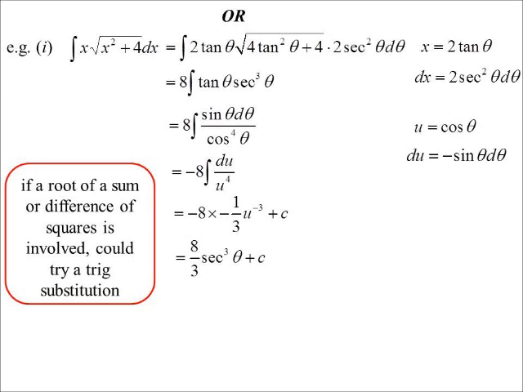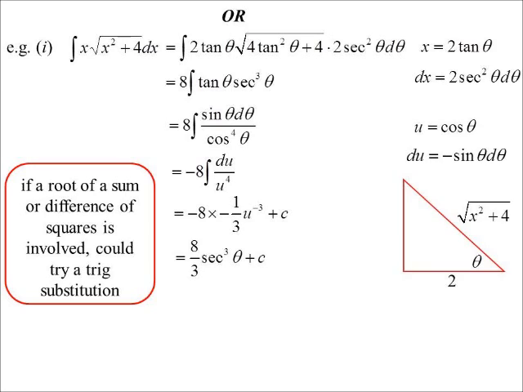Sub back in for u, and you'll see we've got the same answer. And you're looking at it and going, no, I don't see that. Because the original question was in terms of x, I'm still in terms of theta. So how do I change this back? I need to know what to substitute in.